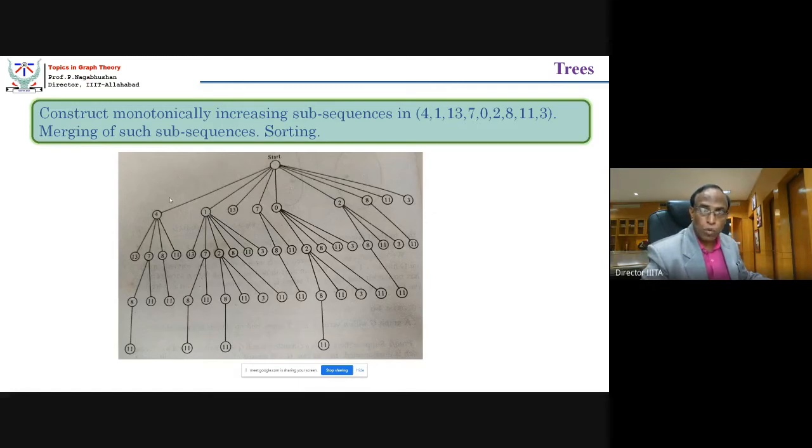You can start from 4, and once you start, you can go to 1, or go to 13, or go to 7, or go to 0, or go to 2, or go to 8, or go to 11, or go to 3. And 13 is an end point, because after that there is no monotonically increasing possibility at all. Similarly, 11 is an end, 3 is an end, 13 is an end.